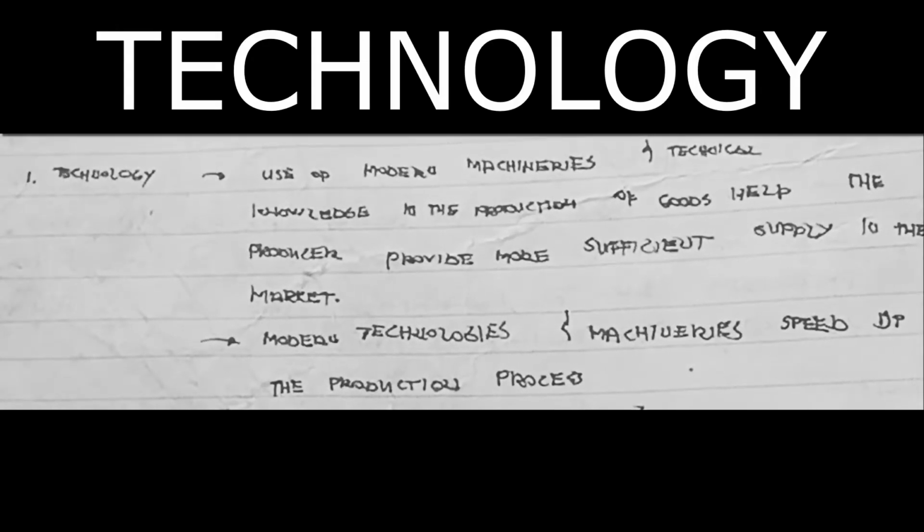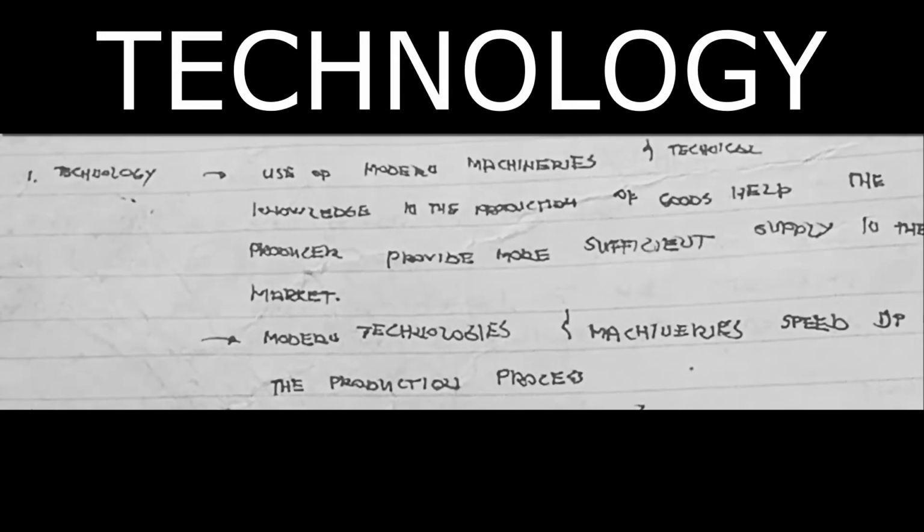Technology is the first factor. The use of modern machineries and technical knowledge in the production of goods and services help the producers provide sufficient supply in the market. Modern machineries speed up production processes and increase output. So the more modern machineries there are, the more output will increase, and that will shift the supply to the right.